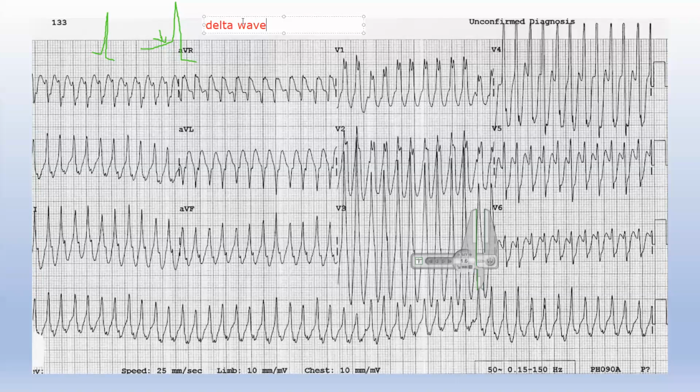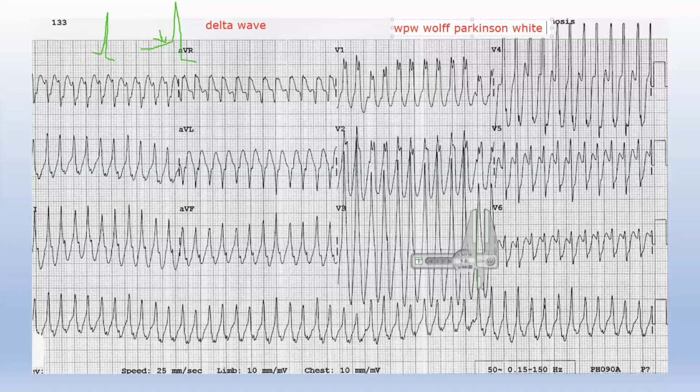Okay? And this actually is the characteristic of a condition known as Wolff-Parkinson-White syndrome, or WPW. These are the three cardiologists who recognized and described this in the literature. And the presence of the delta wave and a shortened PR interval are the characteristics of Wolff-Parkinson-White syndrome.